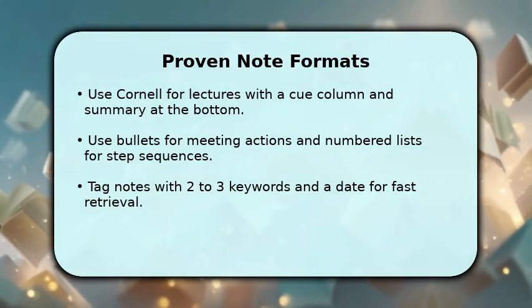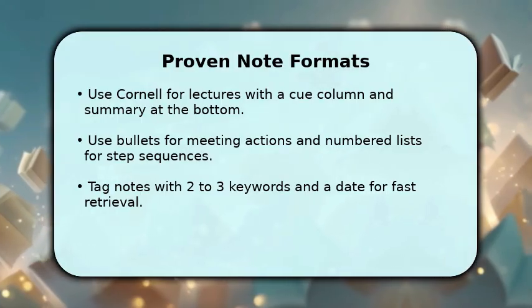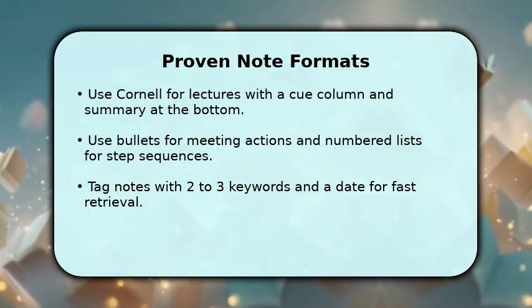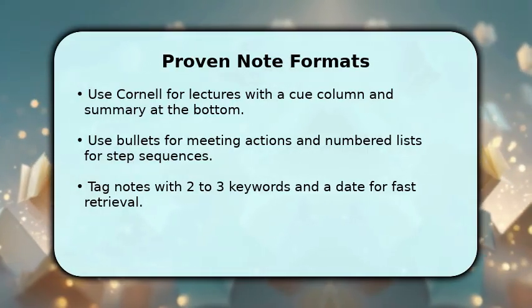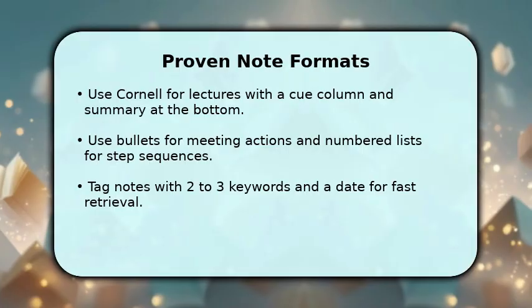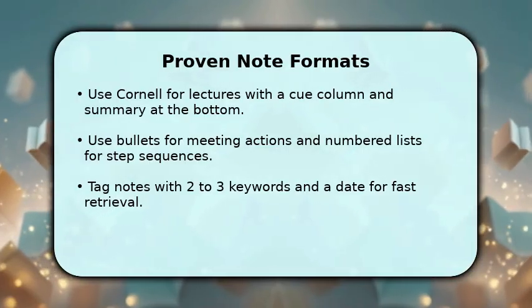Tag notes with 2 to 3 keywords and a date for fast retrieval. When possible, capture a brief source like speaker name or page number in parentheses. Keep one active notebook or folder per topic to reduce context switching.